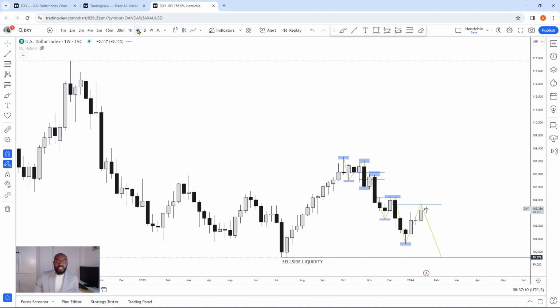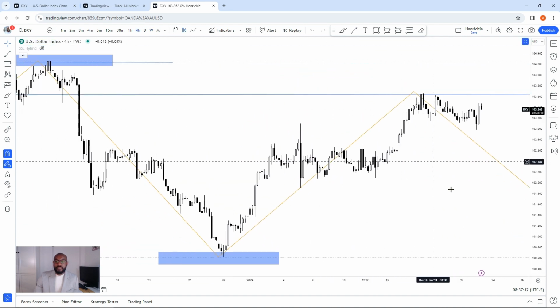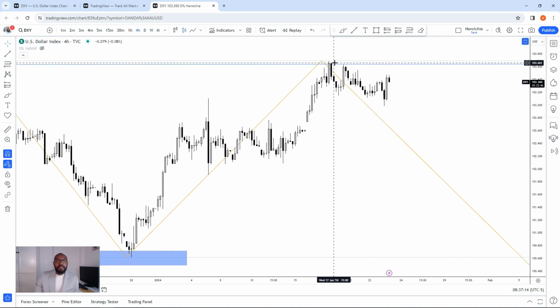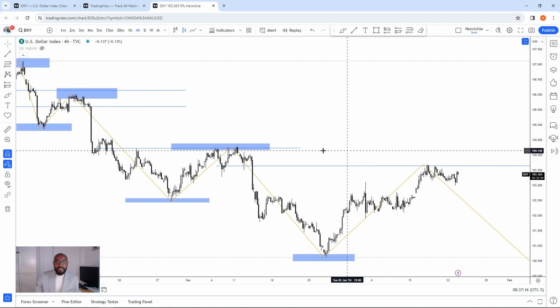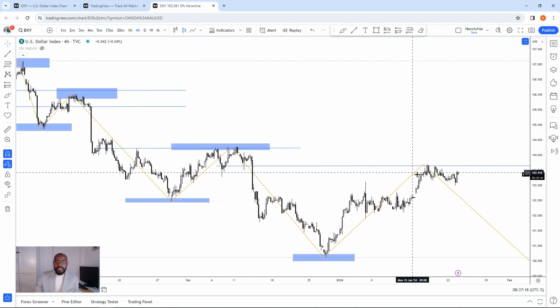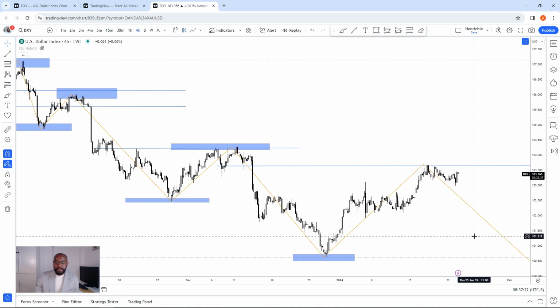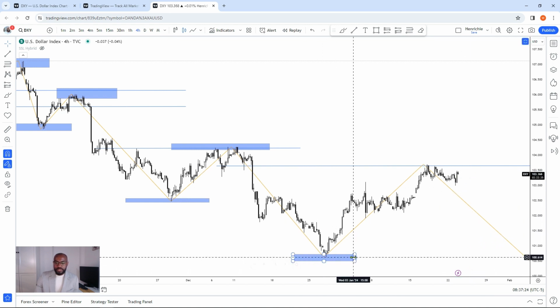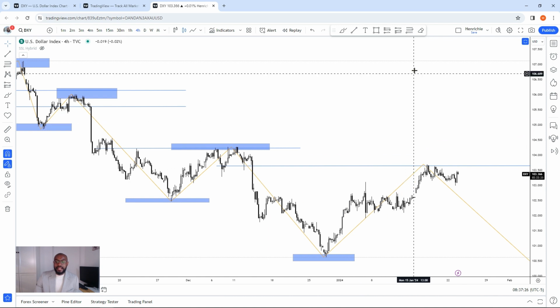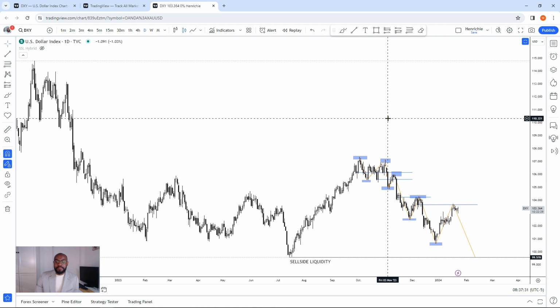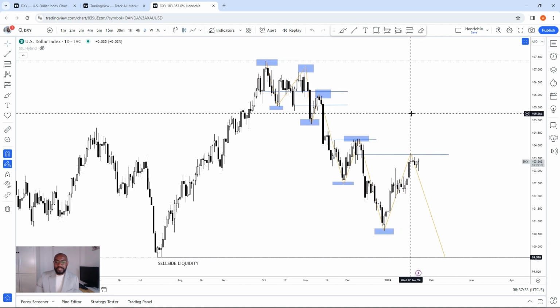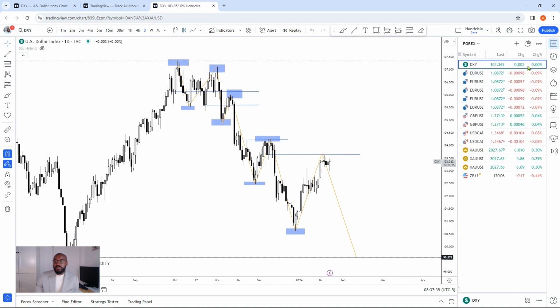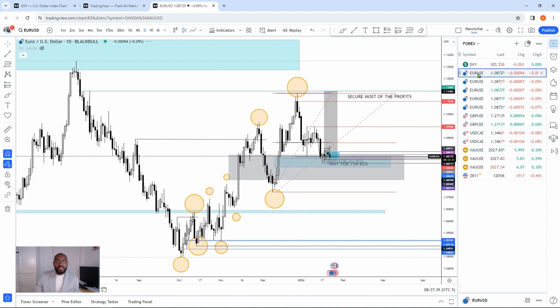So what we're watching right now is to see whether the market is going to rally and run this buy side liquidity, or we could potentially see a drop off from this key level to run these lows. Now, that being said, what we're going to now do is look at the foreign currencies and see if they present us with any sort of opportunities. And the first thing we do is we're going to go and look at Euro US dollar.